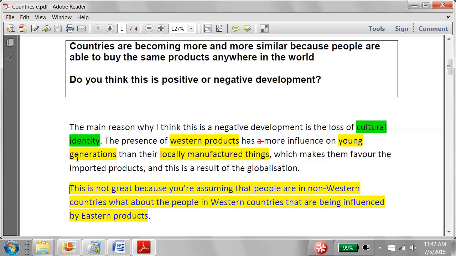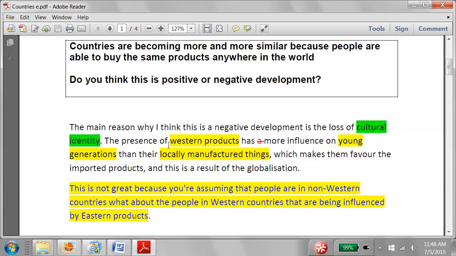Okay, so let's have a look at the topic sentence, and here's the key idea: loss of cultural identity. So the main reason why I think this is a negative development is the loss of cultural identity. Good, excellent main point. Really like this main point. It's an excellent point to make, that it's negative. Countries are becoming similar because we're losing cultural identity and maybe cultural diversity.